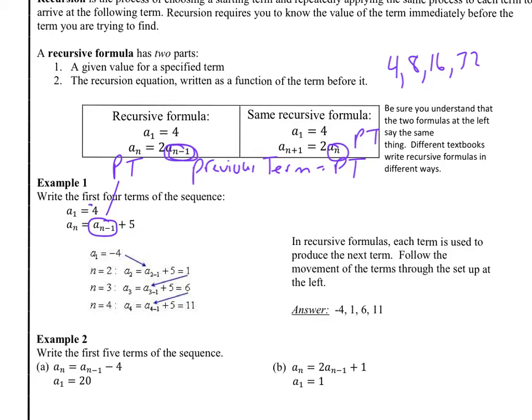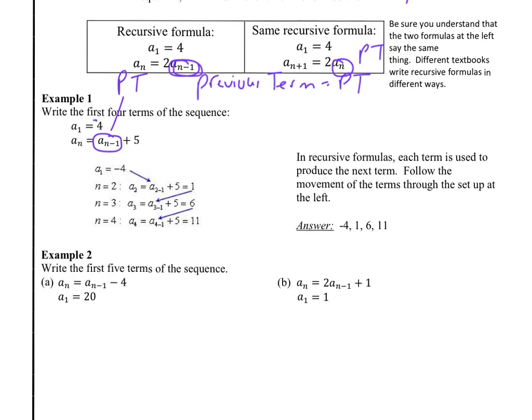So the first 4 terms of this sequence start out at negative 4, which it says here, and then we have 1, 6, and 11. Just add 5 each time, and it is that simple. If you can remember that this part on the right-hand side is previous term, you're in good shape. So let's do a couple examples and be done.